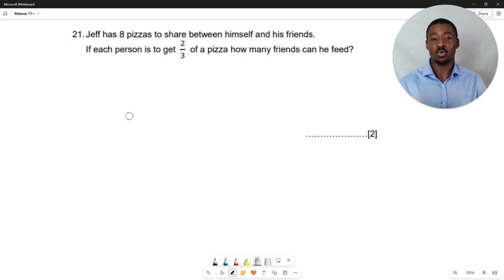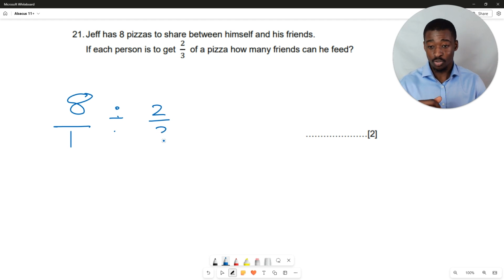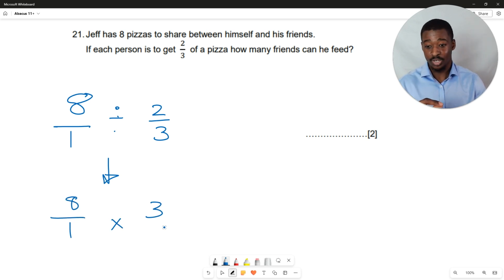Now, back to our actual question. And this time, we don't have Jeff giving each person half a pizza. We have Jeff giving each person 2/3 of a pizza. So we have 8, or 8/1, divided by 2/3 of a pizza, 2/3. And again, this is a multiplication in disguise.